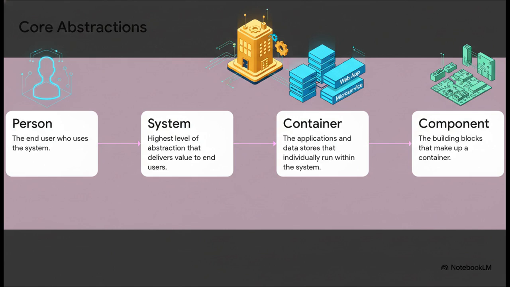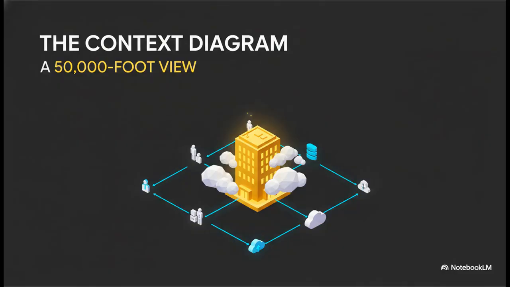Second, the system. This is the big picture view of what we're building. Third, we have the container. These are the individual runnable pieces, like a web app or a database. And finally, the component. These are the building blocks inside each of those containers. We always, and I mean always, start at the highest level of abstraction. In the C4 model, this is called the context diagram.